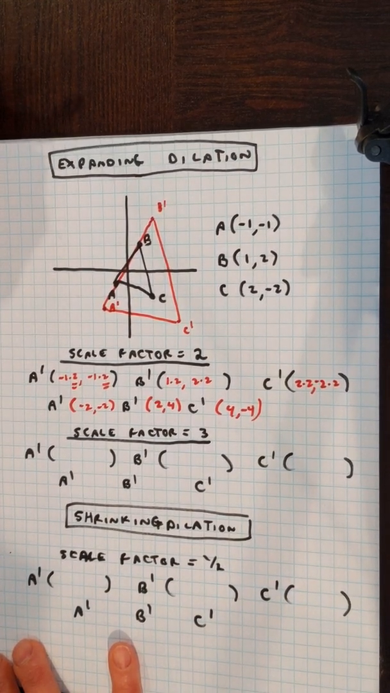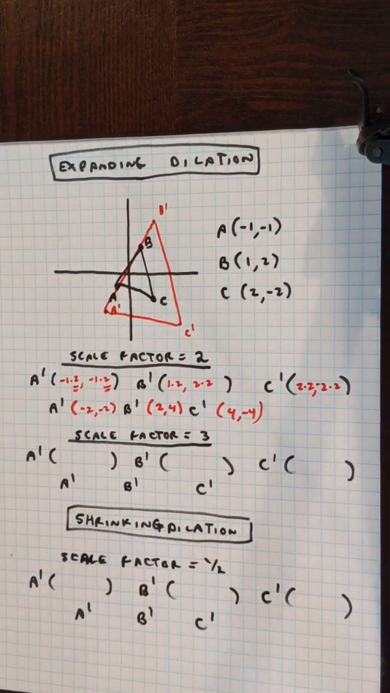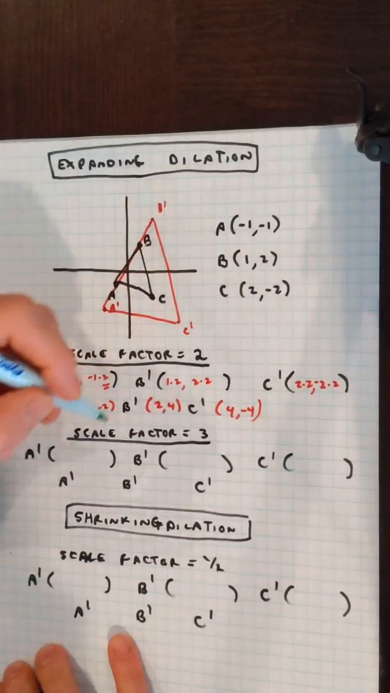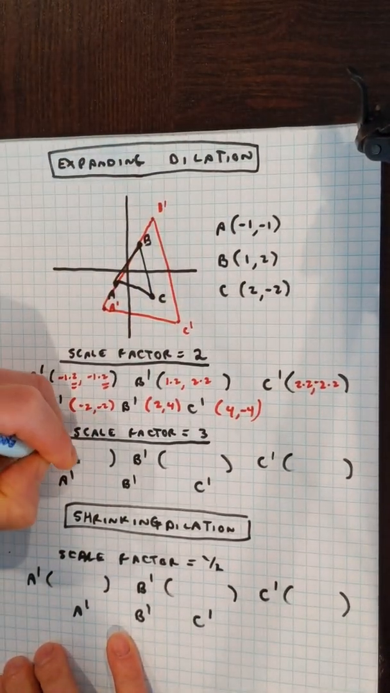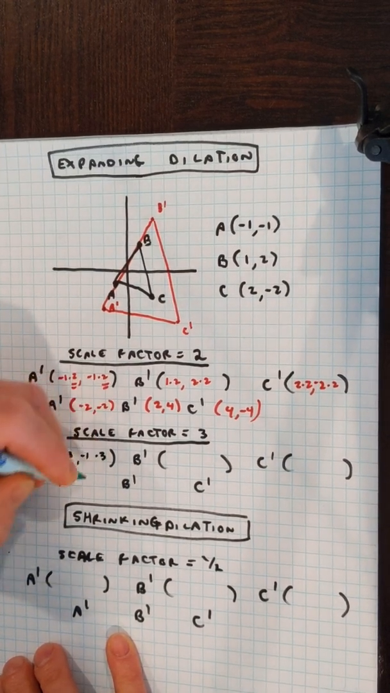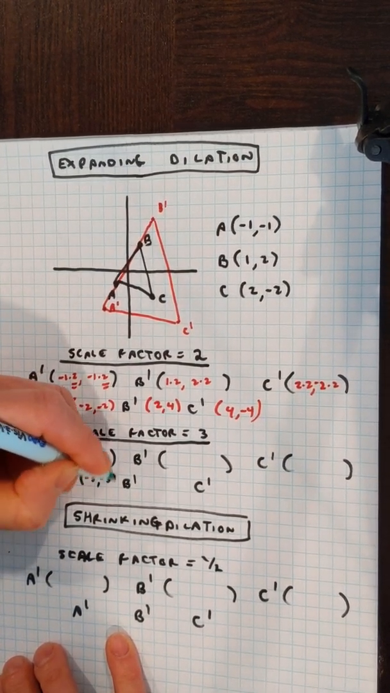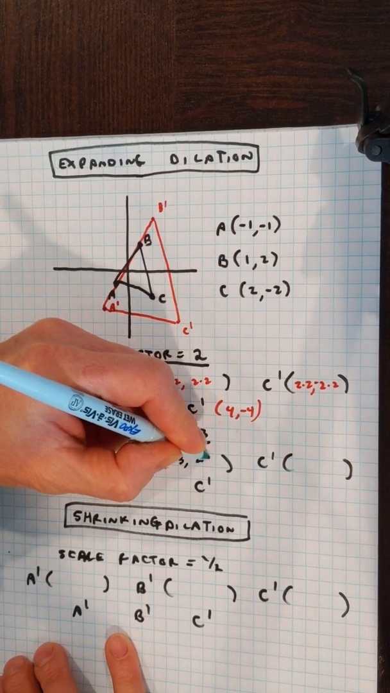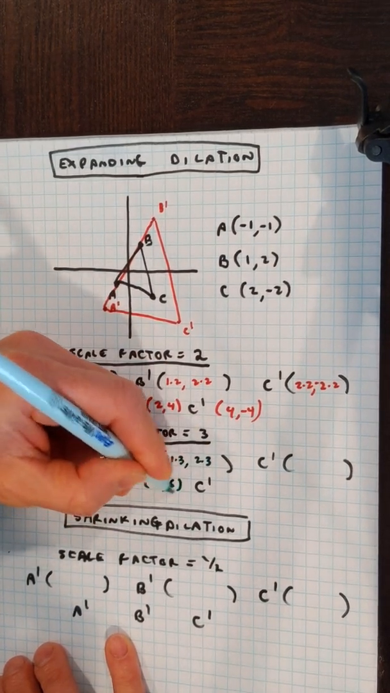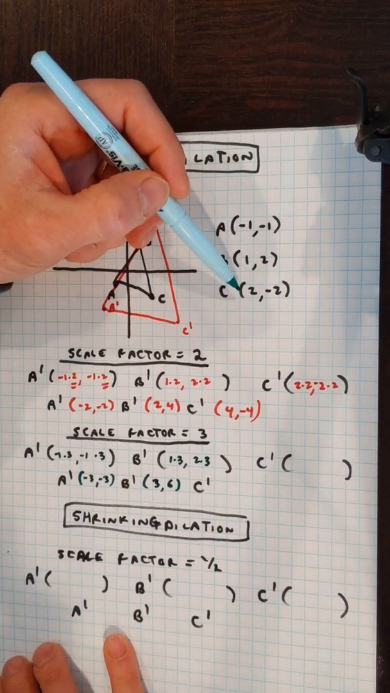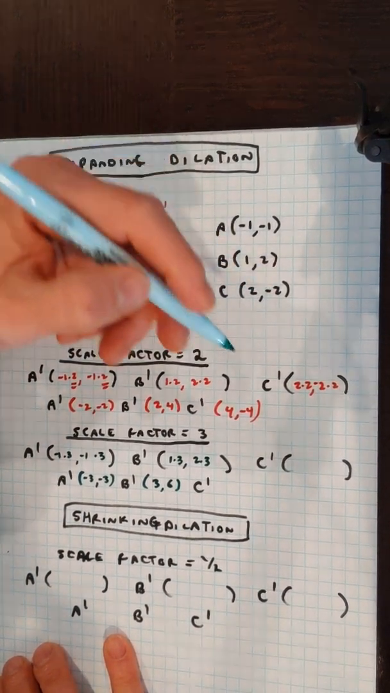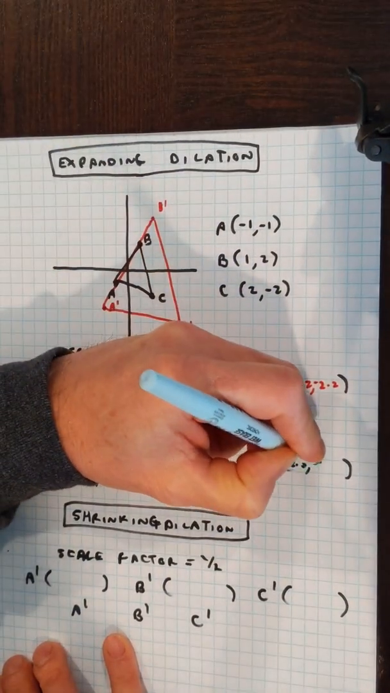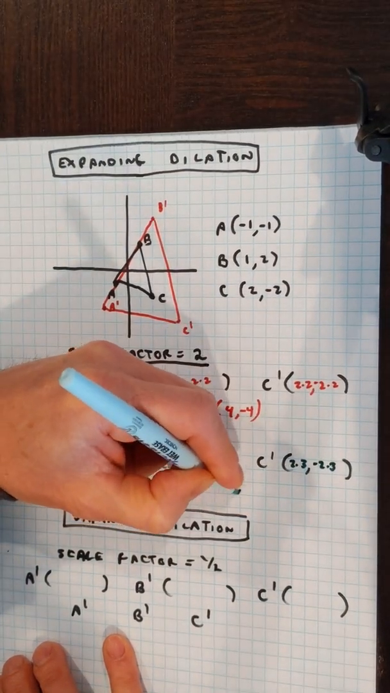Interesting enough. Scale factor of 3. Well, the scale factor tells me to multiply both the x and y's by 3. So I'm going to take the -1, -1, and multiply both things by 3. That gives me a new point of -3, -3. B was 1, 2, but I'm going to multiply both of those by 3. Gives me a new point of 3, 6. The final point was 2, -2. I'm going to multiply both of those by 3. Gives me a new point of 6, -6.